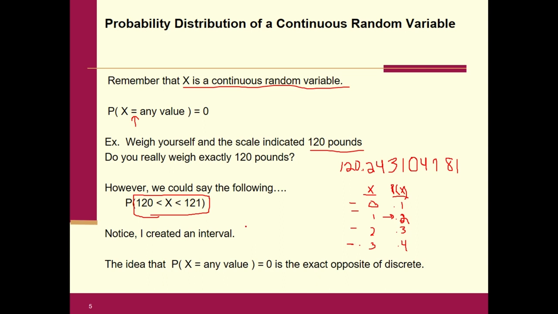With the continuous world, we can't say that it sits at any specific value. We have to create these intervals, and the intervals contain the probabilities. This is the big rule between the two: intervals for continuous random variables, but specific values as far as probabilities go with the discrete world. So you may want to review that and make sure you have that concept down. All right, we're going to move on to something else here.